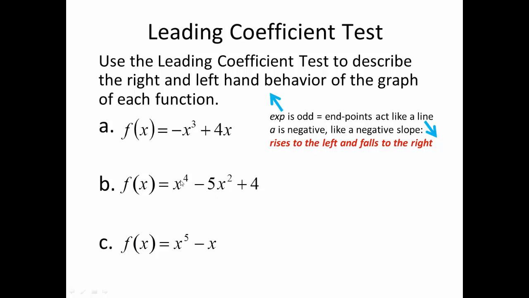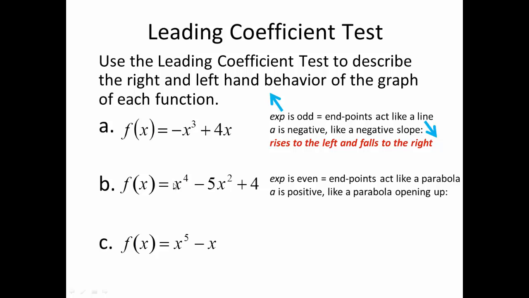Look at this one. We have an even exponent, leading coefficient. That means the endpoints act like a parabola. And because the coefficient a is positive, a positive 1 in front, it's going to act like a parabola that opens up. So both endpoints are going to go up. Up to the left, up to the right.